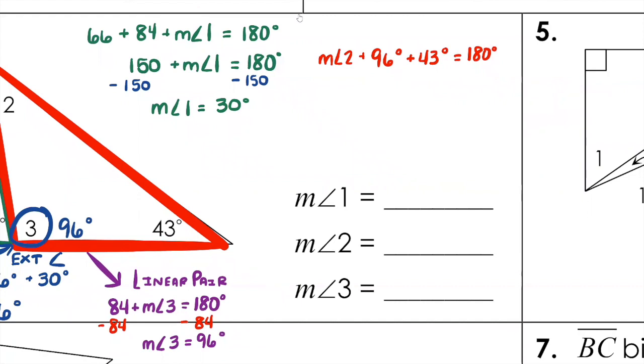No. Okay. So we're going to add together 96 and 43. What's 96 plus 43? 139? Thank you. All right. And then once I write that down, I'm going to subtract my sum from both sides.